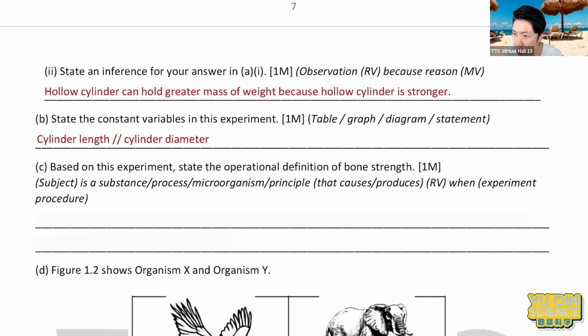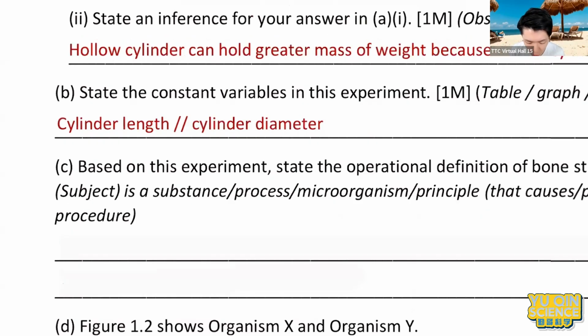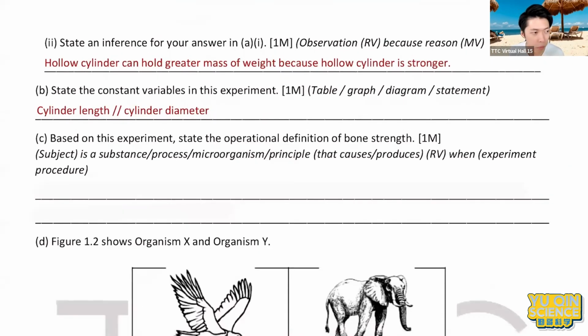I put, because hollow cylinder is stronger than compact. Danish, no problem. That is also acceptable. Compare also can, no problem. Compare to the other one also can. Yeah, that's a correct answer. Size of cylinder is still acceptable. But if we talk about size, we want to be specific. It's either the diameter or the length. Okay, so there you go. Okay, C, operational definition.